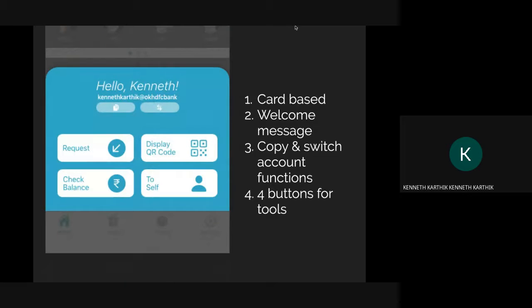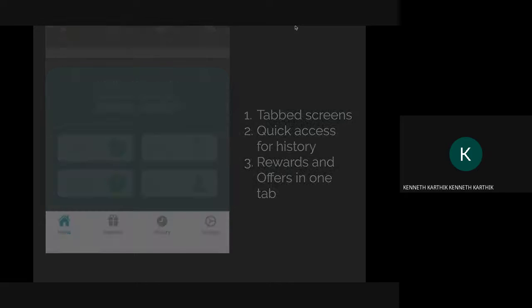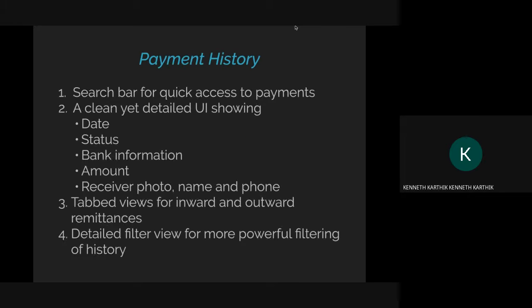Then the second working area was just a card-based welcome message and copy and switch tools, and 4 simple buttons to navigate through your other functions, like the secondary functions of the application. And the tab screens for quick access for history, rewards, and offers in one separate tab, just like Google Pay. All of them were basically accessible by one click. You don't have to go 2 layers into everything. Tabbed systems have that benefit. So just talking about each of those things.